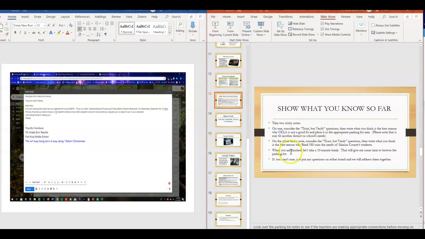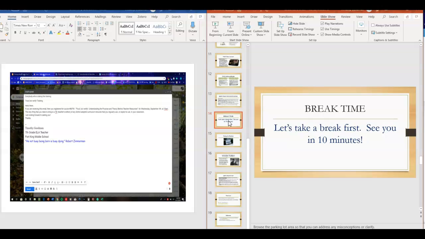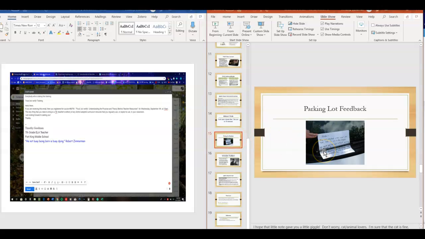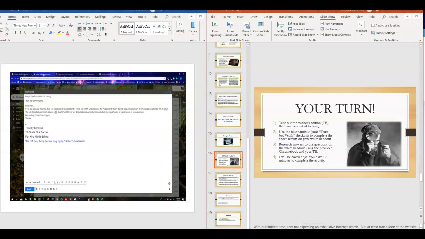So I've got a little parking lot activity. They'll put their stuff up on the parking lot. Then break time. It gives me a chance to look at their feedback. Okay, parking lot feedback. The note's adorable, but I'm not going to go into that. I'm already talking too much.